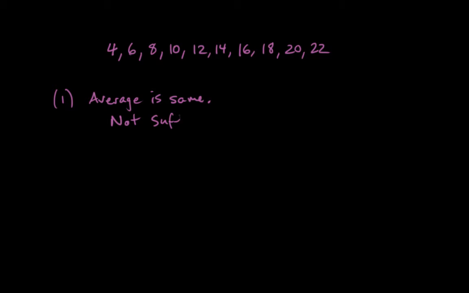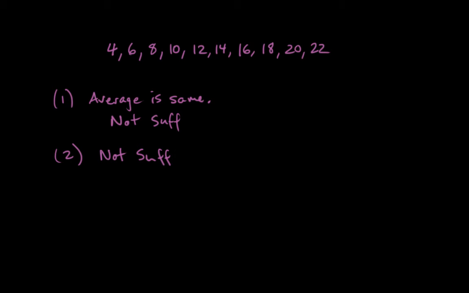So since I can have 2 different standard deviations, statement 1 is not sufficient to answer the question. Now let's look at statement 2, which basically says get rid of 22 and one other number. Well, if I get rid of 20, that's going to give me a different standard deviation than if I get rid of, say, 12, right? So statement 2 by itself is also not sufficient.